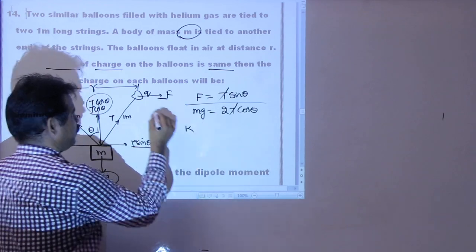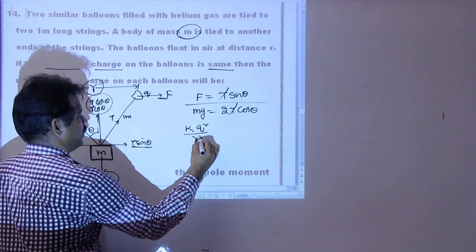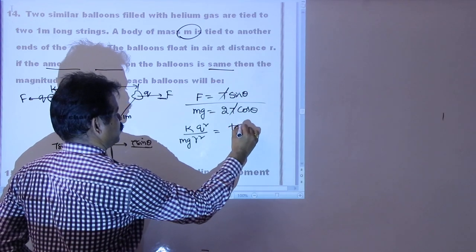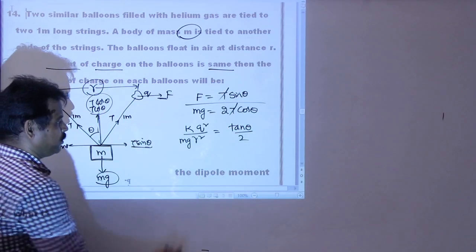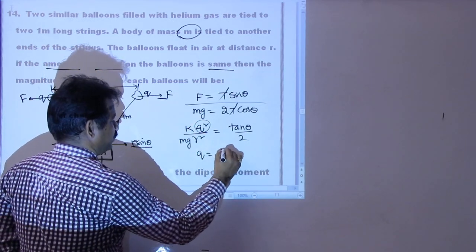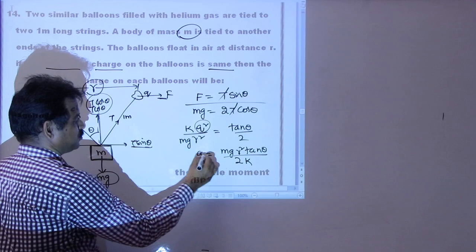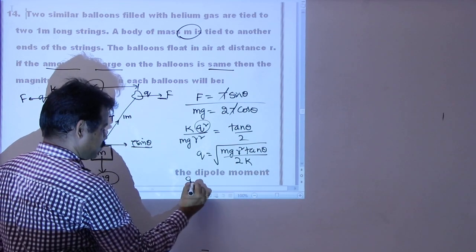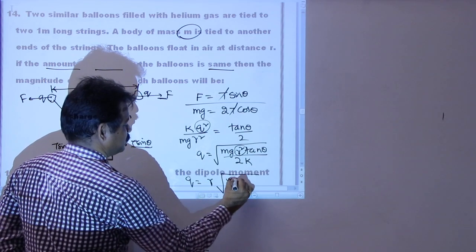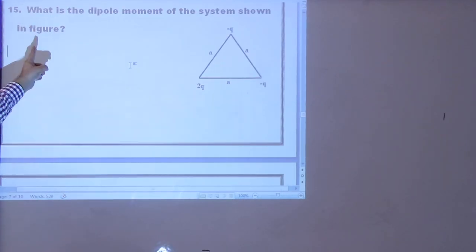Now divide these two, T and T get cancelled. What is F here? K Q into Q, that is Q square, by the distance between these two, R square, by mg. So I can write F by mg is equal to sin by cos, which is tan theta by 2. So from this, what is Q they are asking. You can write Q square is equal to mg r square tan theta by 2k. Taking the square root, r comes outside, so Q is equal to r under root of mg tan theta by 2k.